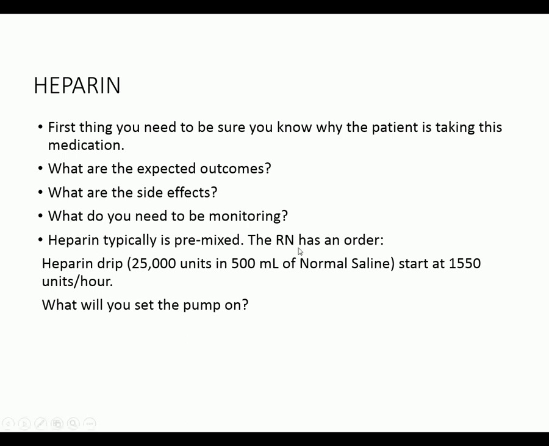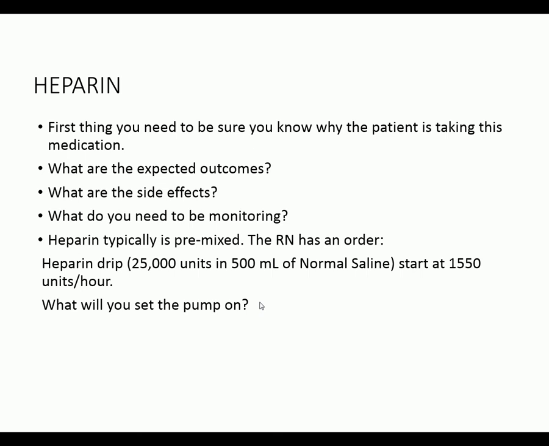It's typically pre-mixed. The RN has an order for heparin drip, 25,000 units in 500 milliliters of normal saline is what it comes in. The doctor wants you to start the patient out at 1,550 units per hour. What are you going to set your pump on? Now, when we get to each one of these problems, I want you to hit pause. I want you to write the problem down yourself and work it out, and then come back to this slideshow, and I will walk you through these to make sure that you understand how to do them. Okay, so you've got your problem there, so just hit pause on this one.